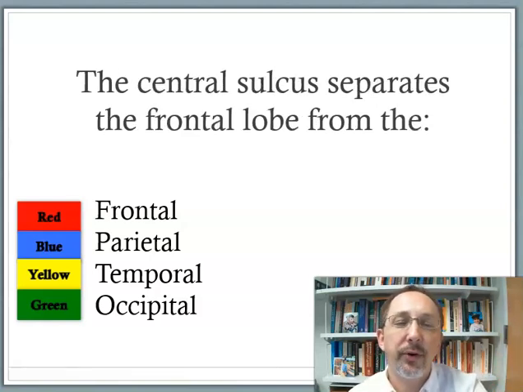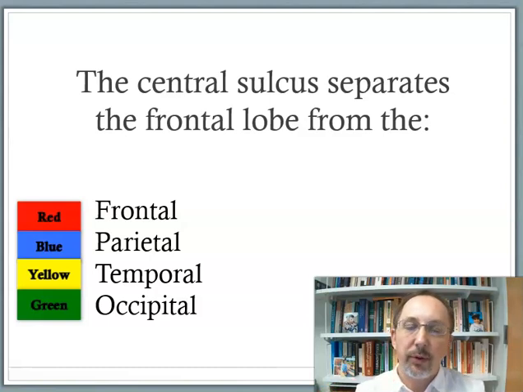The central sulcus separates the frontal lobe from the what? Okay, now this puts it together. We've got a frontal lobe. What's it next to? And what's it getting separated from by the central sulcus? Well, the frontal lobe is next to the parietal lobe, and it's next to the temporal lobe. Right? It's above the temporal lobe and next to the parietal lobe, in front of the parietal lobe.